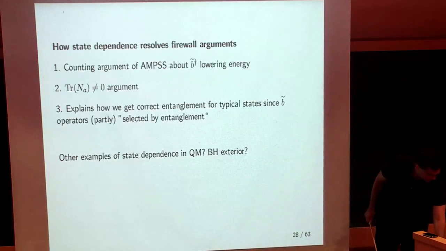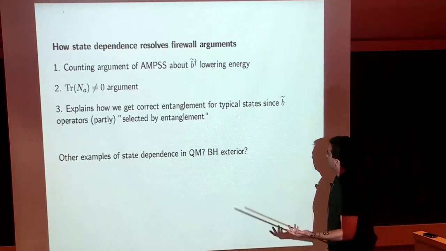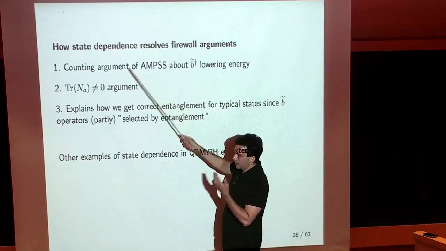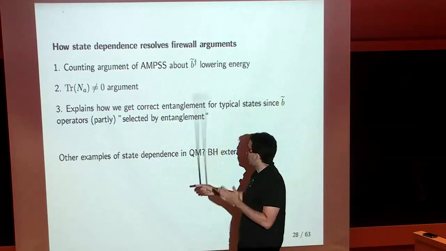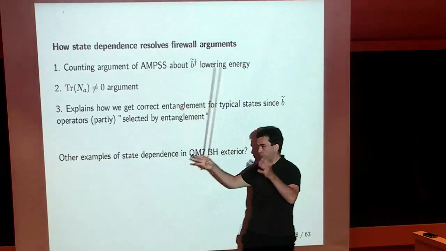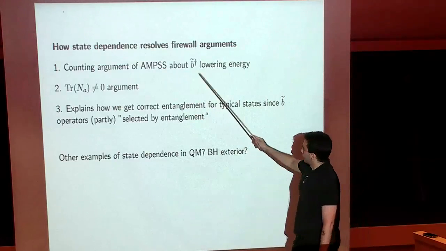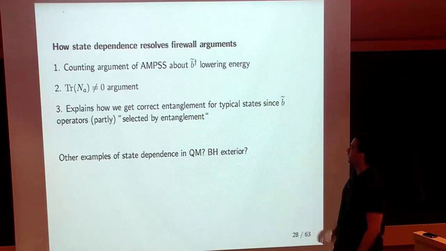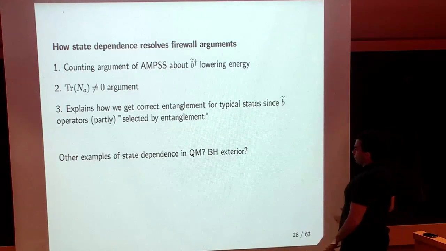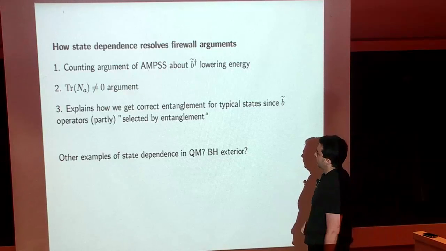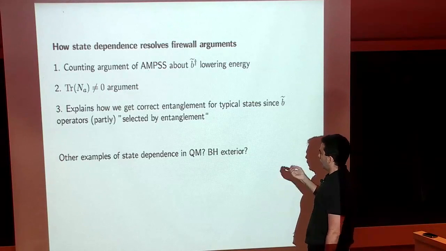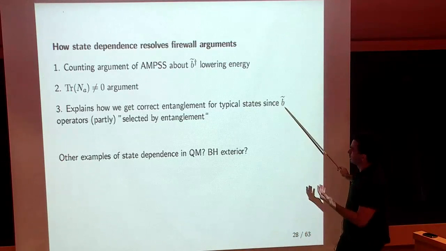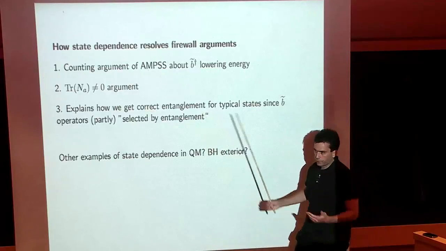The fact that state dependence resolves these arguments is kind of obvious. I think there's no disagreement with that, in the sense that these arguments were based on the fundamental assumption that the operators are normal linear operators defined globally on the Hilbert space. So the counting argument and the trace argument do not apply if I am allowed to change the operator as a function of the state. Also, if you allow the operators to depend on the state, you have a natural explanation of why you get the correct entanglement for typical states. The explanation is somewhat trivial, in the sense that we select the operators B tilde by the entanglement, so obviously they will have the right entanglement.